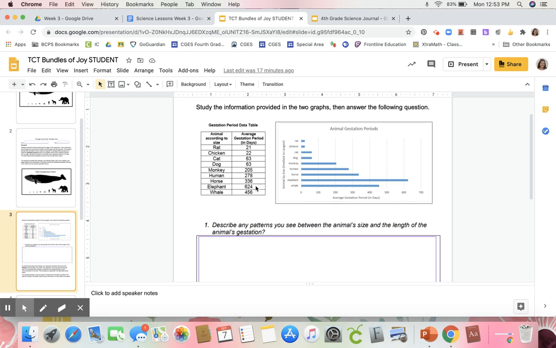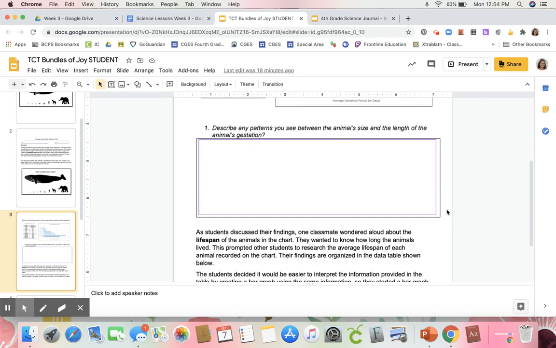Then I also notice that they classify a whale being larger than an elephant. But if you look over here with the average gestation days, the elephant is carrying their offspring longer than the whale. When you come over here to this data, you can see how our bars are getting longer because there's more days that it takes for the gestation period based on the size of the animal. Describe any patterns you see between the animal's size and the length of the animal's gestation.